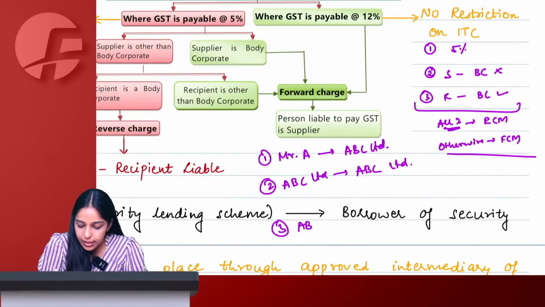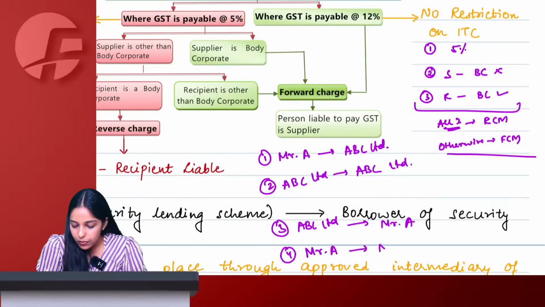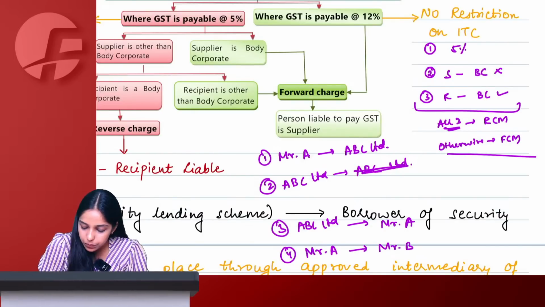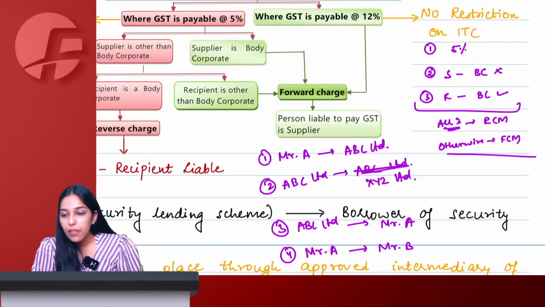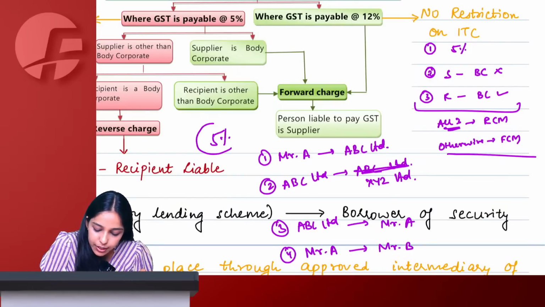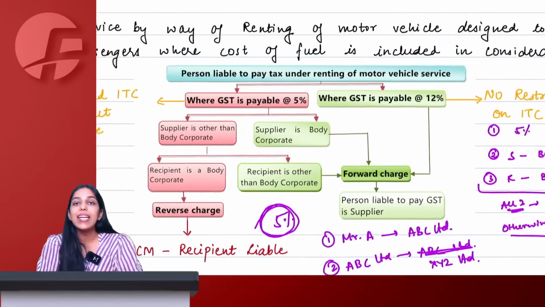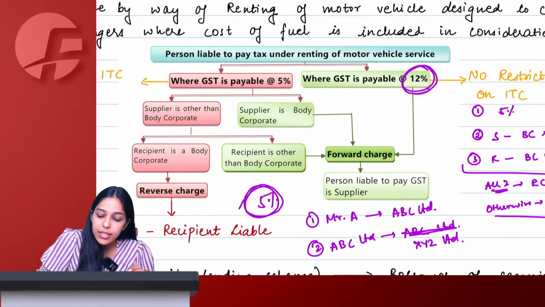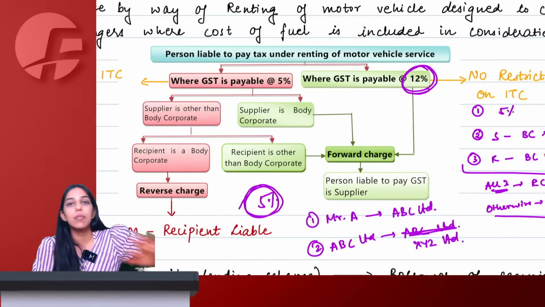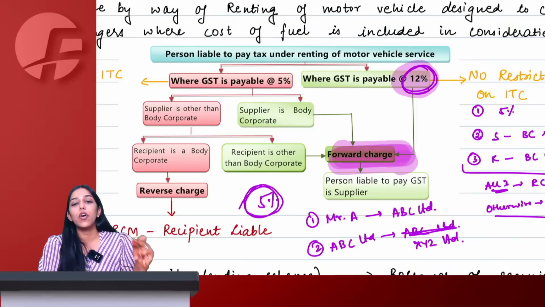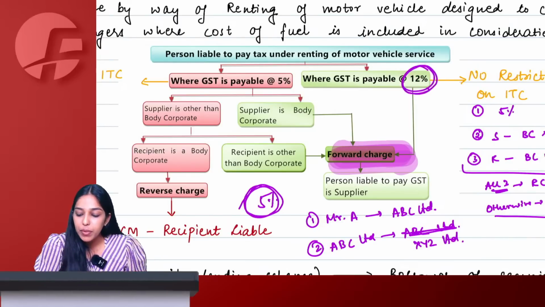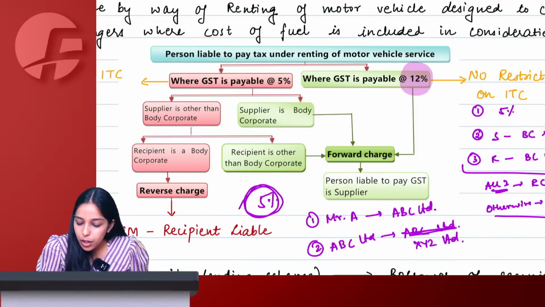Next, ABC Limited gave services to Mr. A, and Mr. A gave services to Mr. B. We have assumed that the 5% rate is applicable all the time, because if at any point 12% rate is applicable, then forget supplier, forget recipient, forget everything. If 12% rate is there, then always forward charge mechanism.